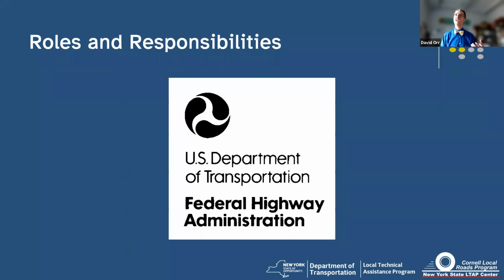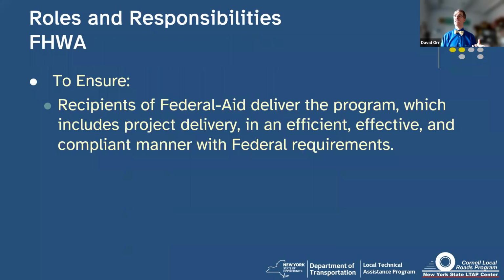So FHWA, which is part of the U.S. Department of Transportation, has the responsibility to, and this is a quote, so I'm going to actually show it on screen. I don't like to show this much text, but there's a reason for it. To ensure recipients of federal aid deliver the program, which includes project delivery, in an efficient, effective, and compliant manner with federal requirements. So they're really focused on efficient, effective, and compliant, okay? So that's their role and responsibilities. And we'll talk a lot more about that when we get into the longer federal aid 101.